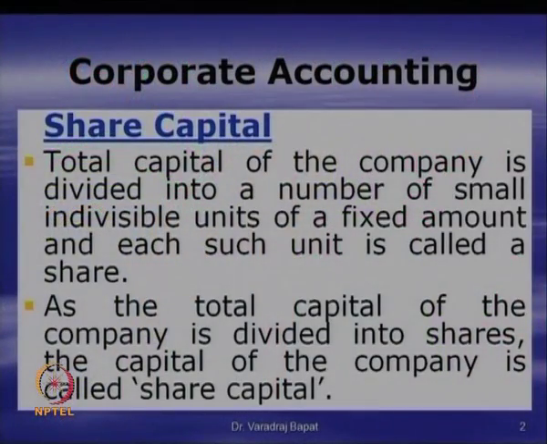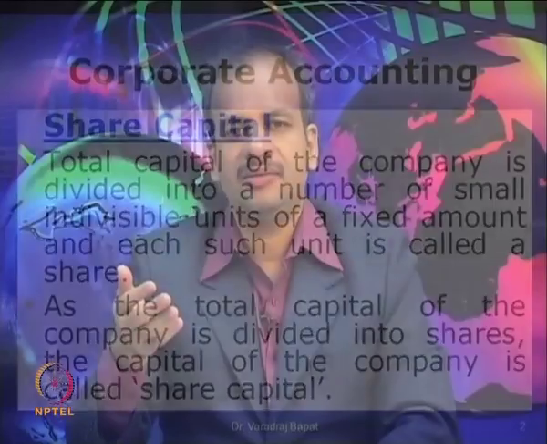Now, as you know, a company is a different type of entity where it is not one person who is the owner. A large number of people contribute to the creation of the company by contributing to the capital. The capital of the company is known as share capital. In case of a proprietary organization, it is only one owner, so it is known as proprietor's capital. In a partnership firm, it is known as partner's capital. But in a company, it is known as share capital because it is contributed by many people. Today, we are going to learn how to record the transactions for share capital.